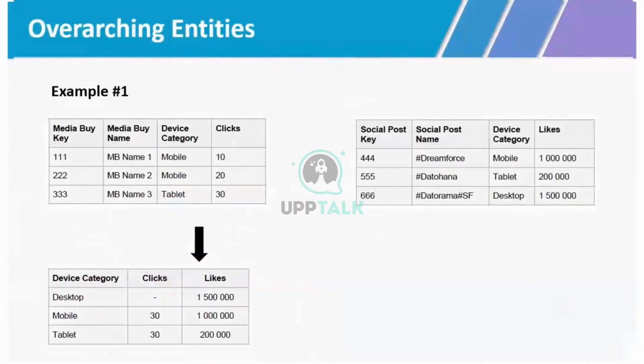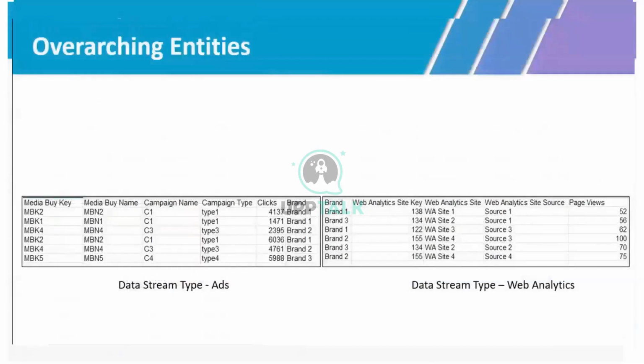In this example, we have media buy key, media buy name, device category, and clicks. For the other one, we have social post. One is an ads data set and that one is a social data set, whereby we have social post, device category and likes. As you can see, the common column over here is device category. And of course, we want to see the clicks and likes according to the device categories, right? That being the concept.